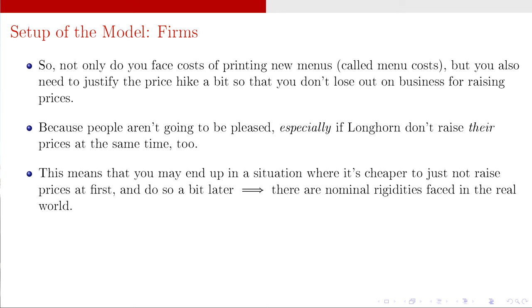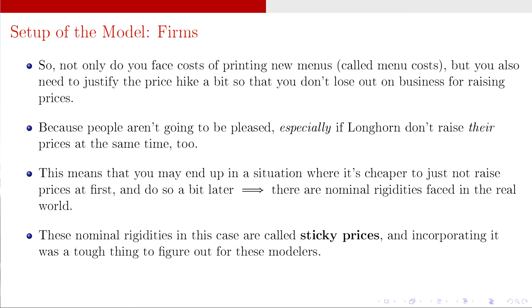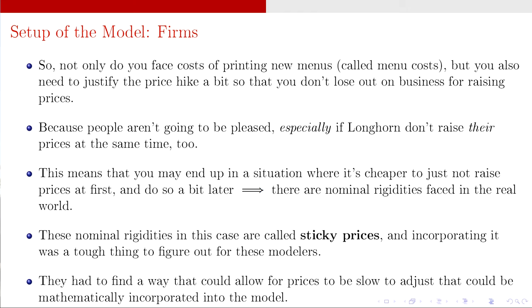These would be nominal rigidities faced in the real world. So these are some of the nominal rigidities, with regard to the slow response of price to aggregate demand shocks, that we could see in actual real world applications. These nominal rigidities in this case are called sticky prices, and incorporating this was a fairly tough thing to figure out for some of these modelers who were coming fresh out of the real business cycle model but weren't 100% happy with some of the predictions provided by the RBC model. So they had to find a way to allow for prices to be slow to adjust that mathematically made sense in how they were incorporated within the model.